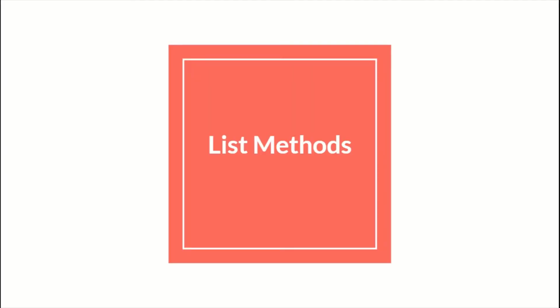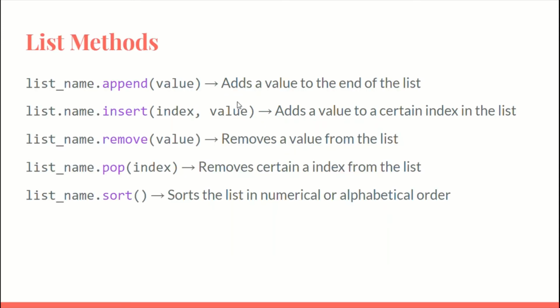Previously, we learned that lists are very useful and can organize data in many ways. But what are those ways? Those ways are something called list methods. Our first value over here is .append. So what this does is it adds a value to the end of the list. To use .append, you have to first type in the list name, then a period, and then append.